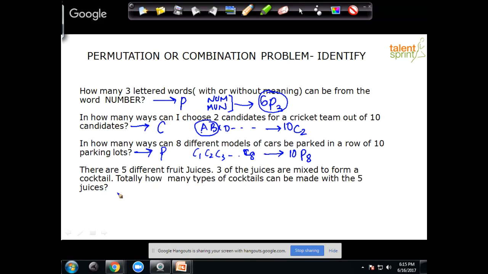Okay, now let's look at the next question. There are 5 different fruit juices. 3 of the juices are mixed to form a cocktail. Totally, how many types of cocktails can be made with the 5 juices? So, see, there are 5 types of juices. Out of this, 3 juices are mixed to form a cocktail. So, again, is it permutation or combination?